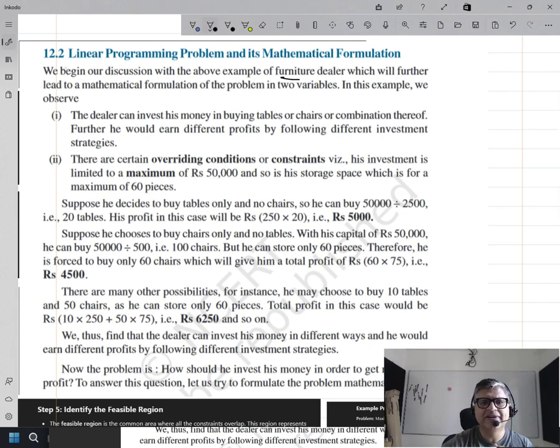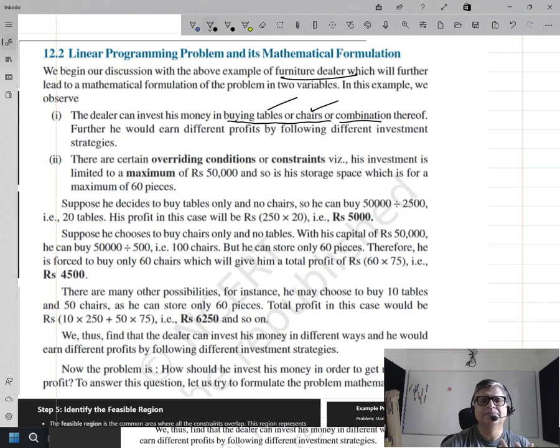So let's say you have a furniture dealer, and obviously a furniture dealer sells and wants to maximize his profit. So what he does is he invests money in buying tables or chairs. He can buy all tables, all chairs, or may buy a combination, some tables and some chairs. So it is his investment strategy, right? He has to finally make more money.